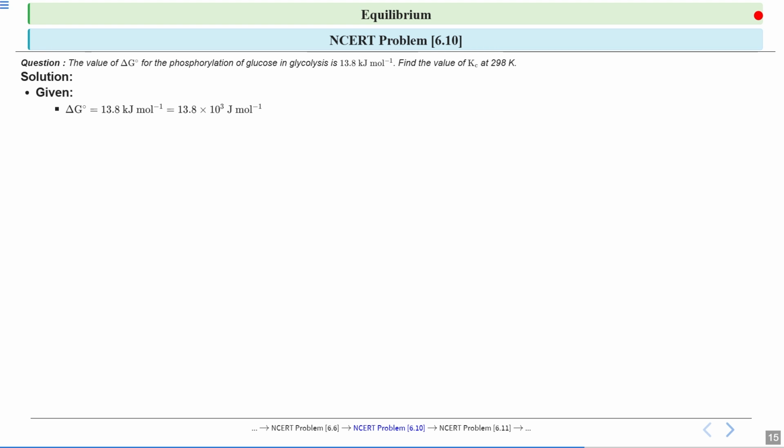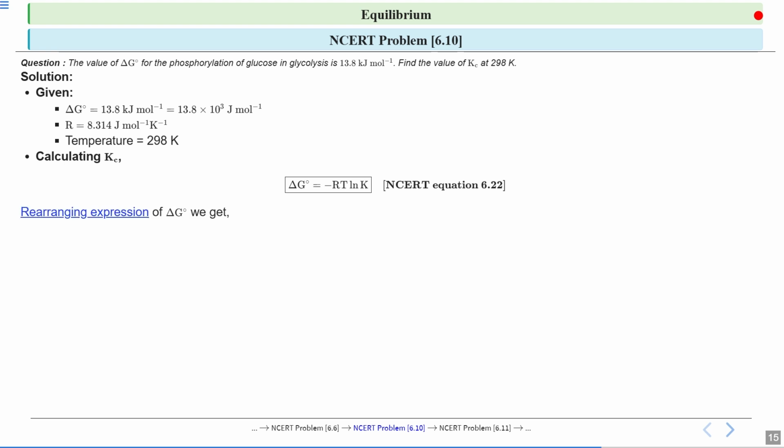On converting this kilojoule into joule, you will get 13.8 multiplied by 10 to the power 3 joule per mole. Then what about R? R will be 8.314 joule per mole per Kelvin, and temperature is mentioned as 298 Kelvin. So to calculate Kc, we'll use the equation delta G naught is equal to minus RT ln K. Now in terms of concentration, we'll take K as Kc. So ln Kc will be delta G naught by RT with a negative sign.